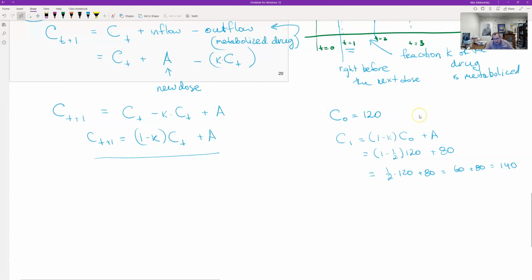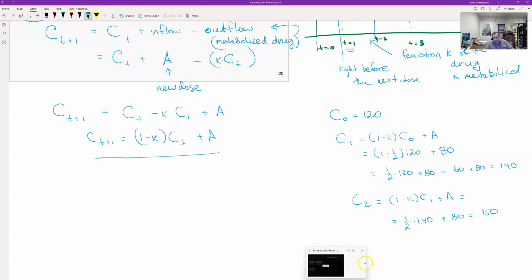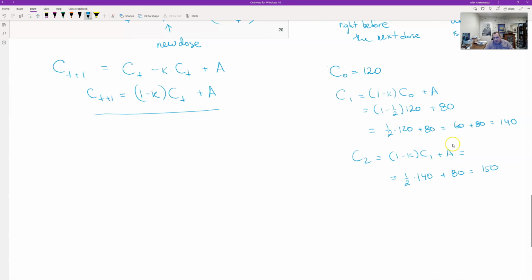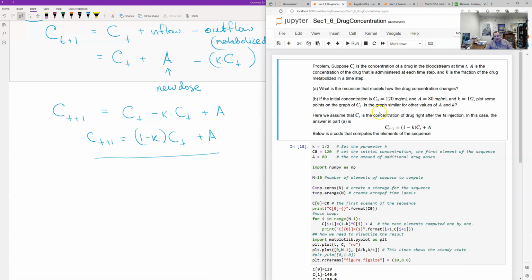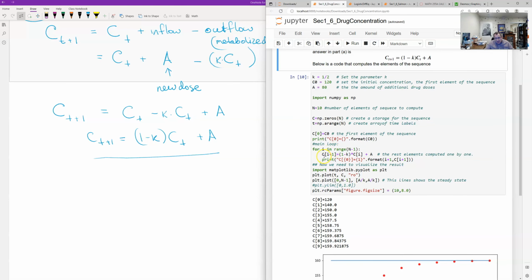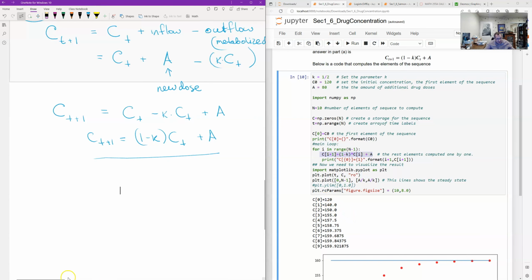Once we have C1, we can compute C2. In particular, C2 would be (1 minus K) times C1 plus A. Again, 1 minus K is 1 half, C1 is 140, and A is 80. So it's going to be 70 plus 80, 150. Then we can go ahead and compute some additional points using the same formula, and we can try to plot them. To help me plot the formula, I also use Python code. Here's the problem formulation, and here's the code. You may recognize the formula here. That is exactly the recurrence relation that we see on the left. And I ran the simulation, and these are my values. Let us compare if I have the correct answers here.